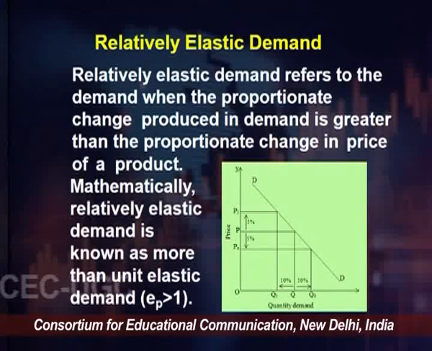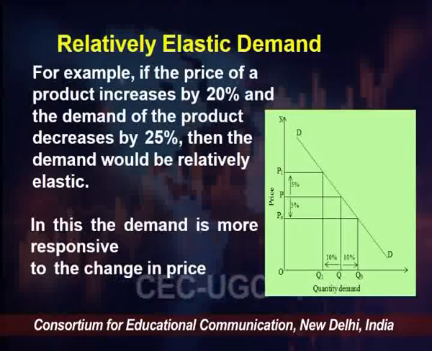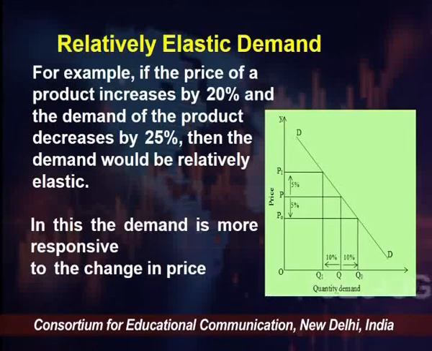Again, this will be the shape of the demand curve. It will be downward sloping, obviously, because there is always an inverse relationship between price and quantity demanded, but this curve will be a little flatter because the slope shows that elasticity is more than 1. For example, if the price of a product increases by 20% and demand for the product decreases by 25%, then the demand would be relatively elastic. In this, the demand is more responsive to change in price.